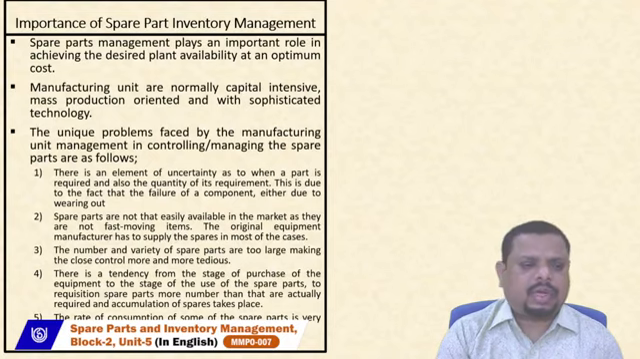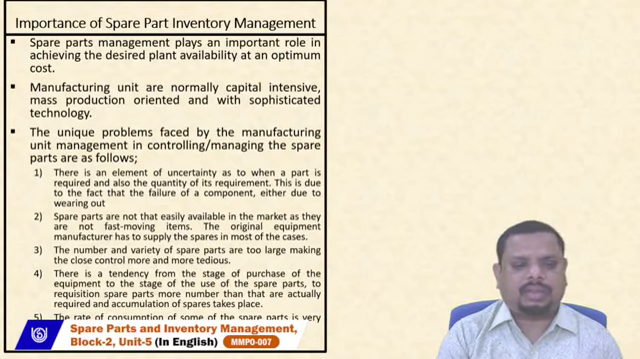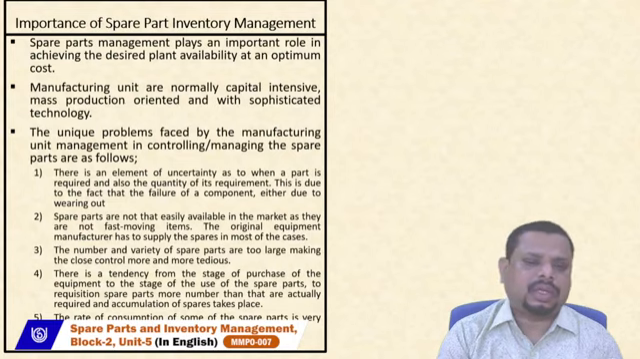The next important point: spare parts are not easily available in the market as they are not fast-moving items. The original equipment manufacturer has to supply the spare part in most cases. So it is very difficult to get a complex part. For example, you are using a number of CNC machines, and due to the competitive market, many companies are also going to the marketing level or manufacturing levels.